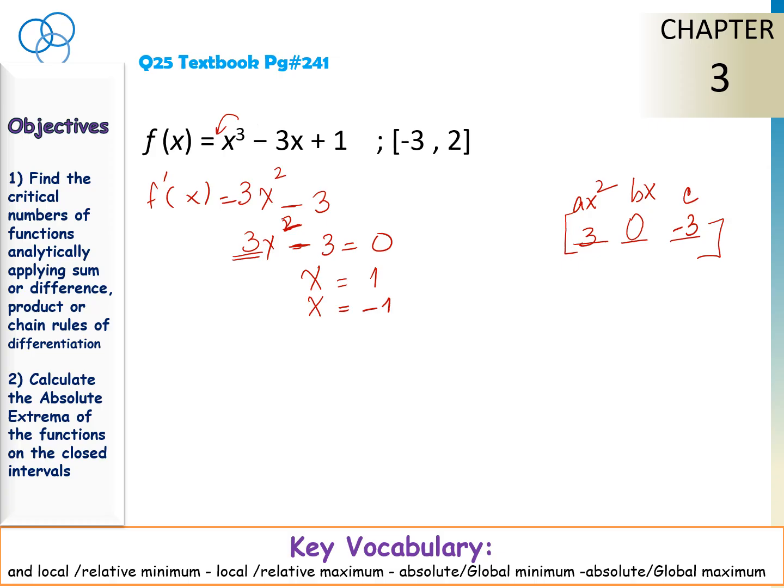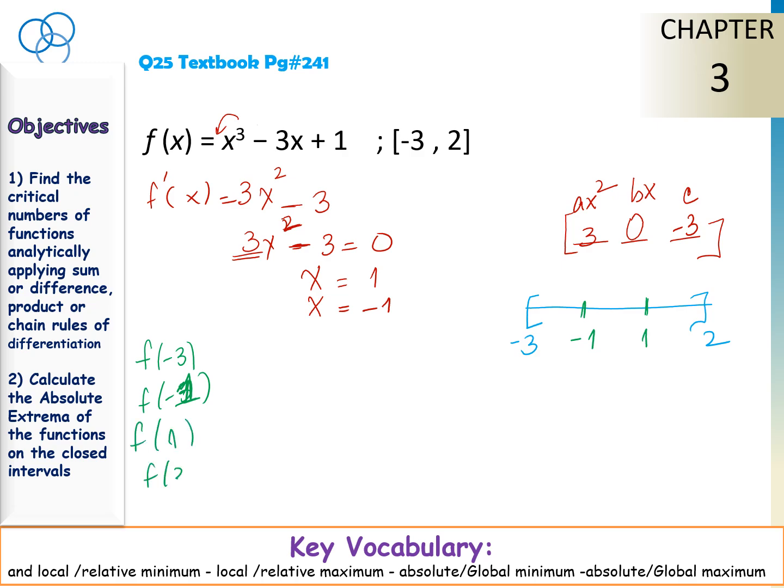Now read this closed interval. You have negative 3 at the start and 2 at the end. So negative 1 is somewhere here and positive 1 is also within the closed interval. So you have the 4 values, f of negative 3, f of negative 1, f of positive 1 and f of 2. One by one, substitute these values in the original equation to find out the y values.